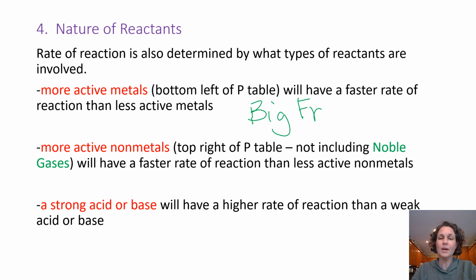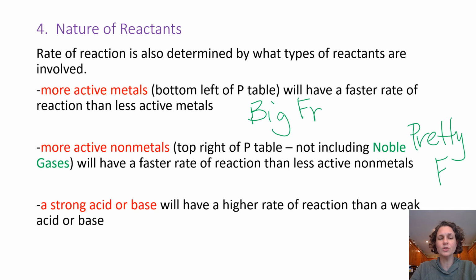Same thing on the other side or the opposite side of the periodic table. More active nonmetals. Remember, this is not going to include those noble gases. Remember, they're noble. They don't want to react with anything else. But more active nonmetals. So this is Pretty Fly over here. That is, so again, whatever's closest to F is going to react faster than whatever is farthest from F. And then the last one, a strong acid or a strong base.